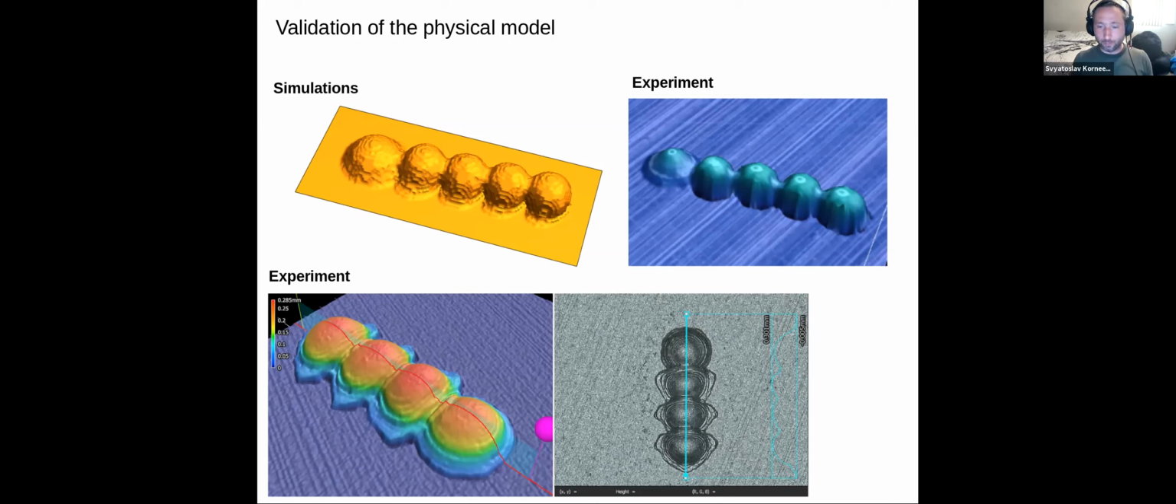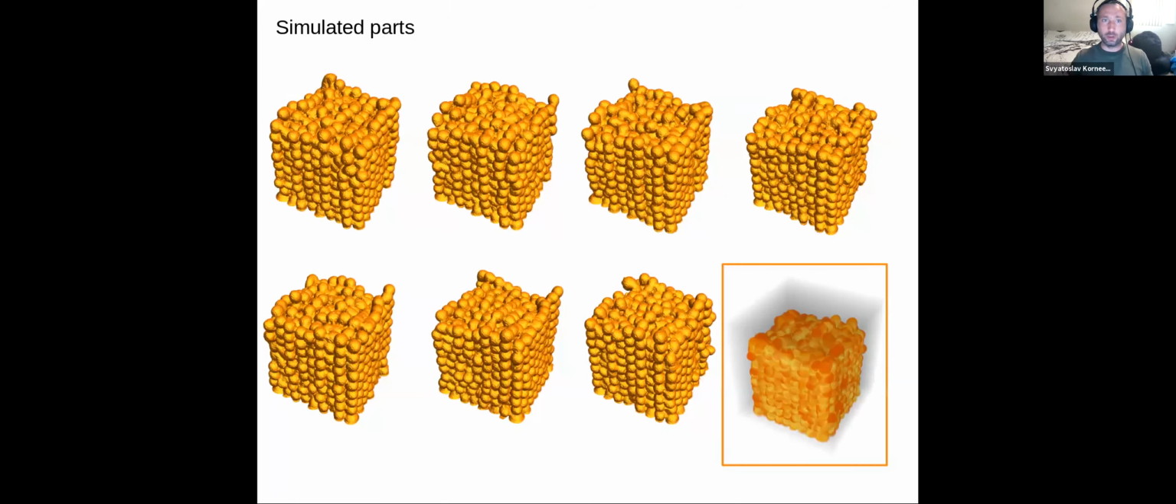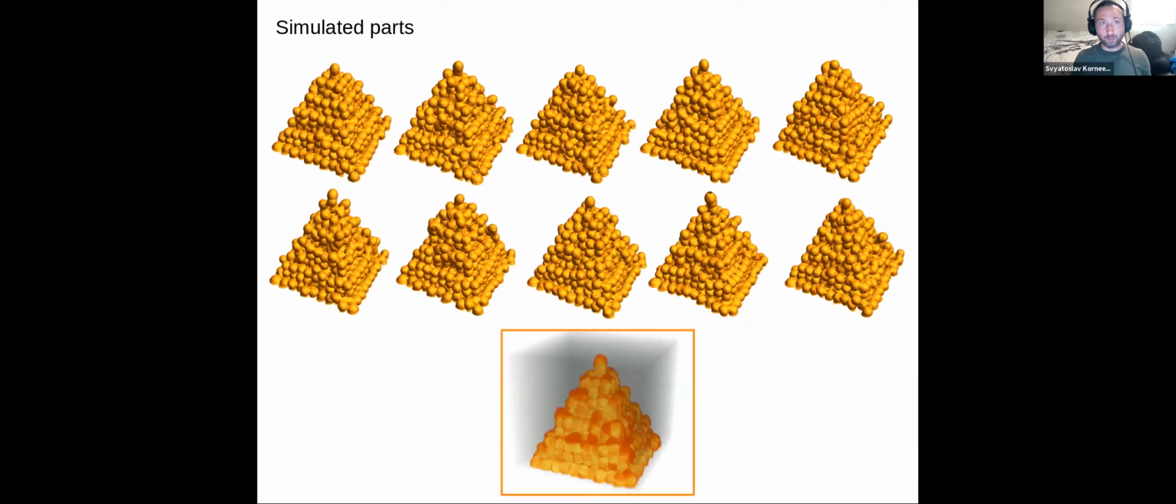So now we have a physics model which is pretty accurate on the scale of a droplet. Let's simulate a part, introducing uncertainty in the location of droplet deposition. This is an example of simulated cubes. You can see that the shapes of the cubes are slightly different because there is uncertainty in the droplet location. In the framed figure, you can see the overlap of all the shapes. It's like a probability field that a voxel is filled with material. You just overlap these cubes and see how many times a voxel is filled with material. It's the same for the pyramids.